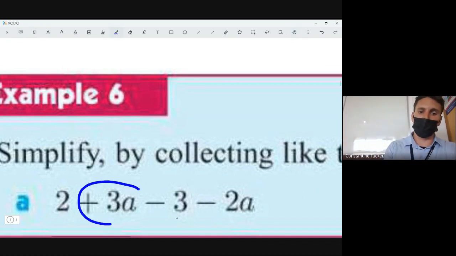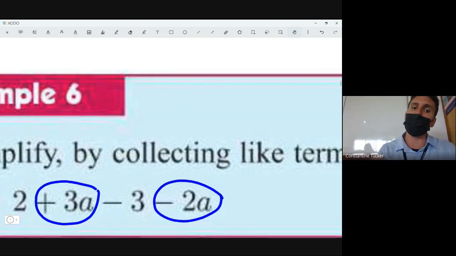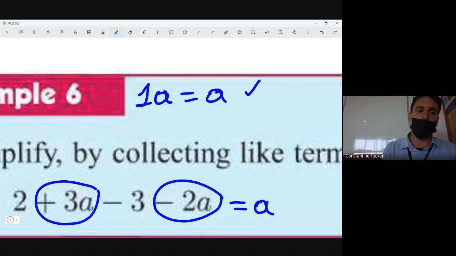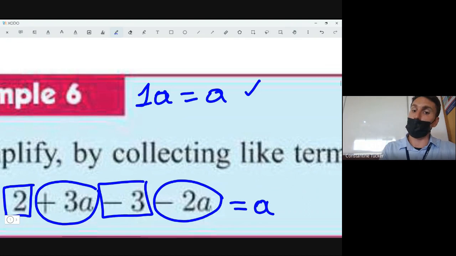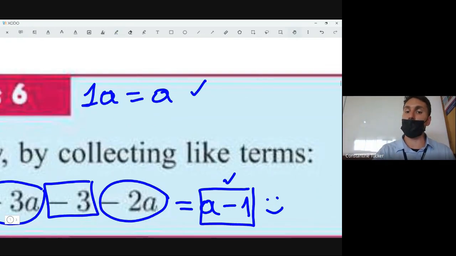What is 3a minus 2a? 1a. All right. So do we write 1a? A, exactly. This is better. So we say this is going to be a, and then what is 2 minus 3? Minus 1. Excellent. You guys know your stuff. So this is the final answer. Ta-da! Yes. All right, let's move on to the final one now.